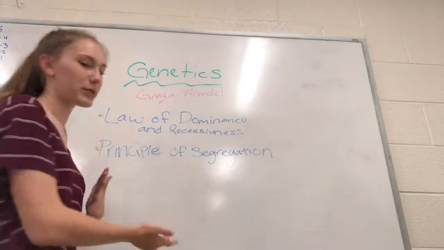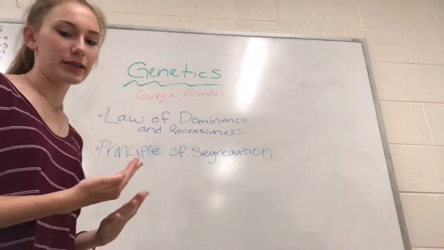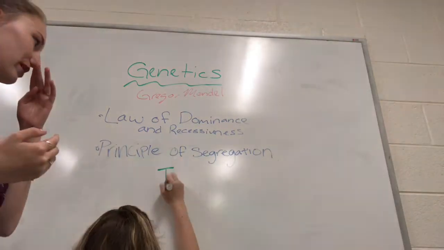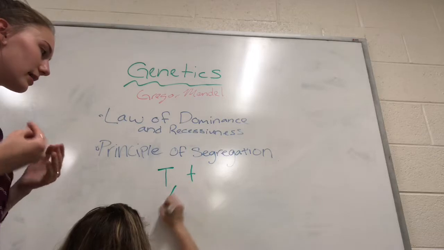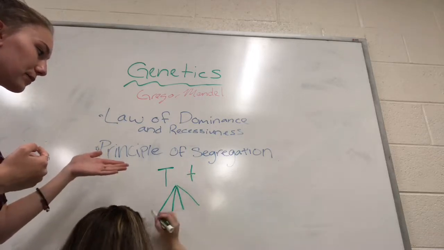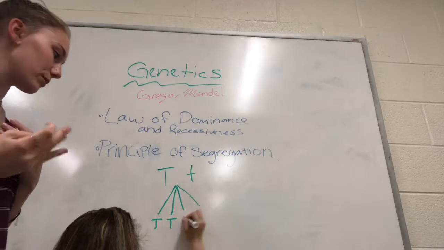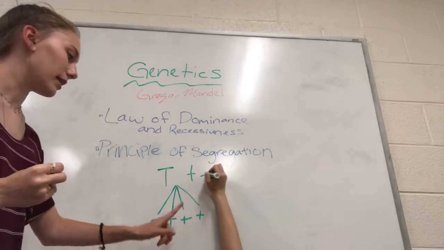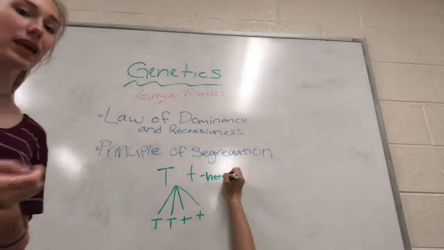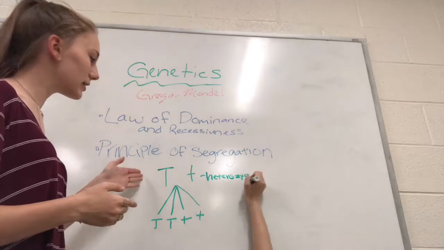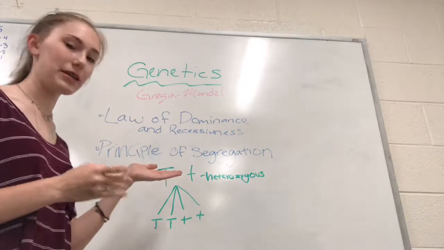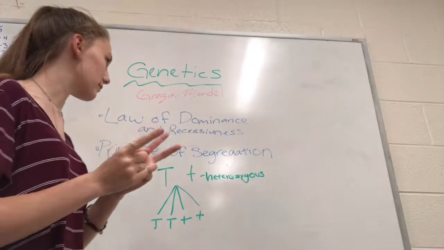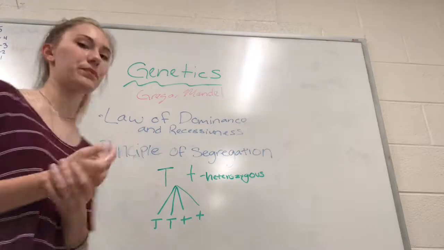So the next law is the principle of segregation, which states that 2 alleles for each trait separate when the sex cells are being formed. So if you have an organism who has the alleles big T, little t, the sex cells that it forms will have, one will have big T, the second will have big T, and then the last 2 will have little t's. And then this big T, little t shows a heterozygous trait, which means that it has a dominant and a recessive, which is where the law of dominance and recessiveness comes from.